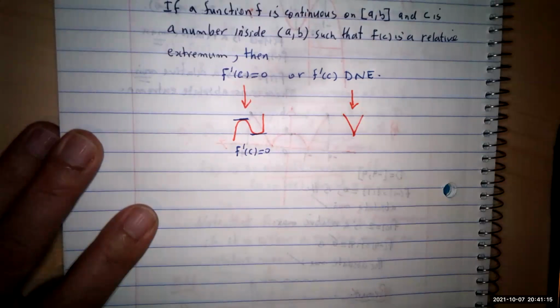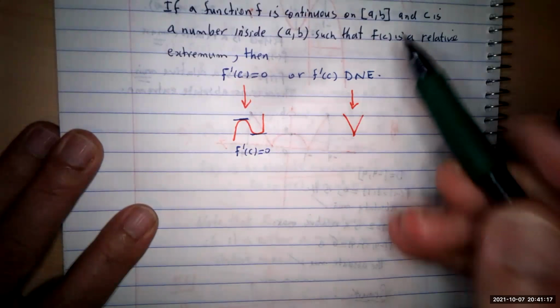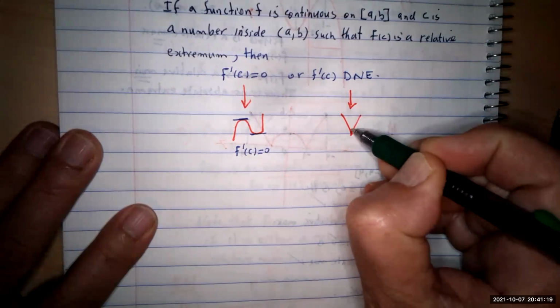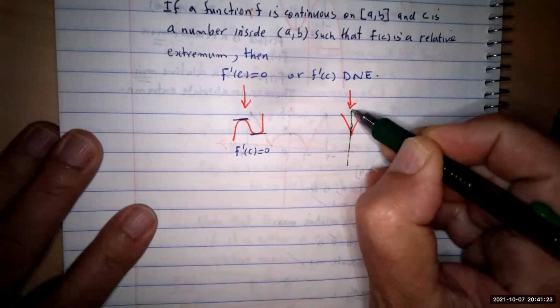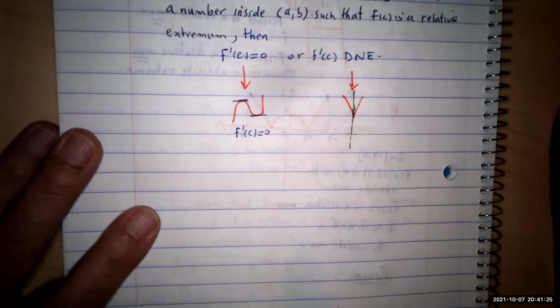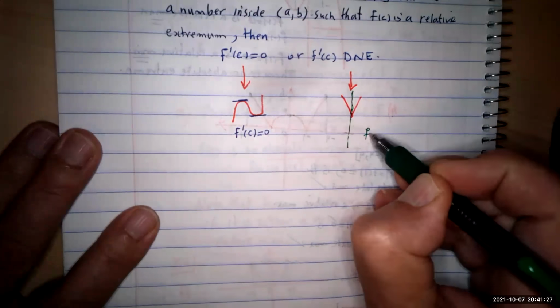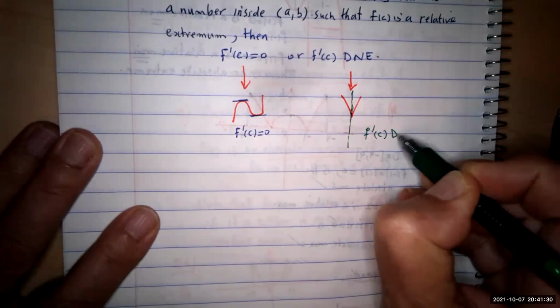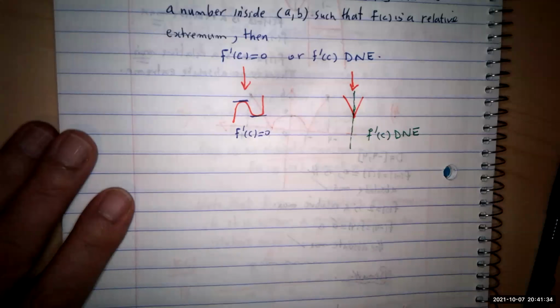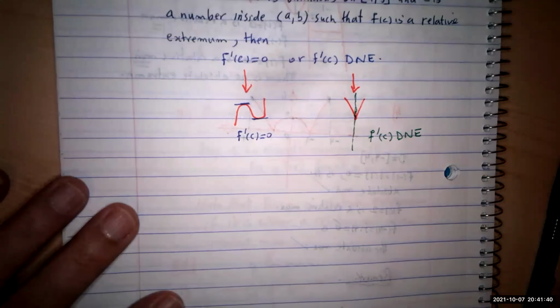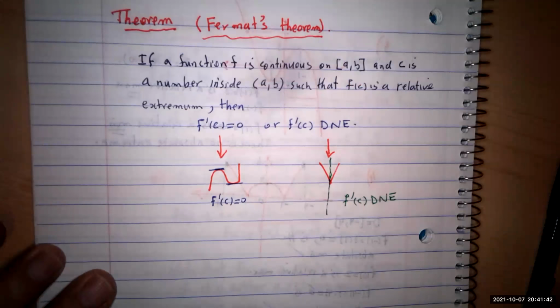If we get a sharp corner, your tangent line is going to be vertical. You see, this is going to be vertical. When it's vertical, f prime of c does not exist. Okay, so this is an observation, and it can be easily proved to get these numbers.